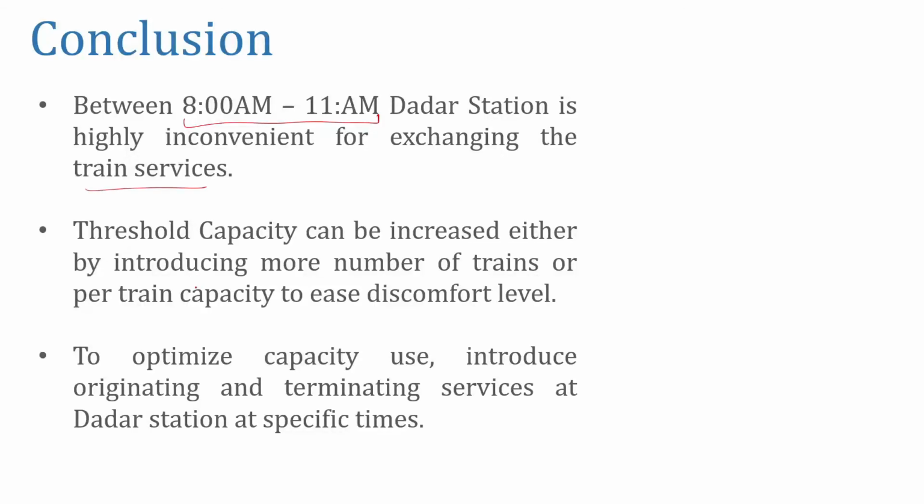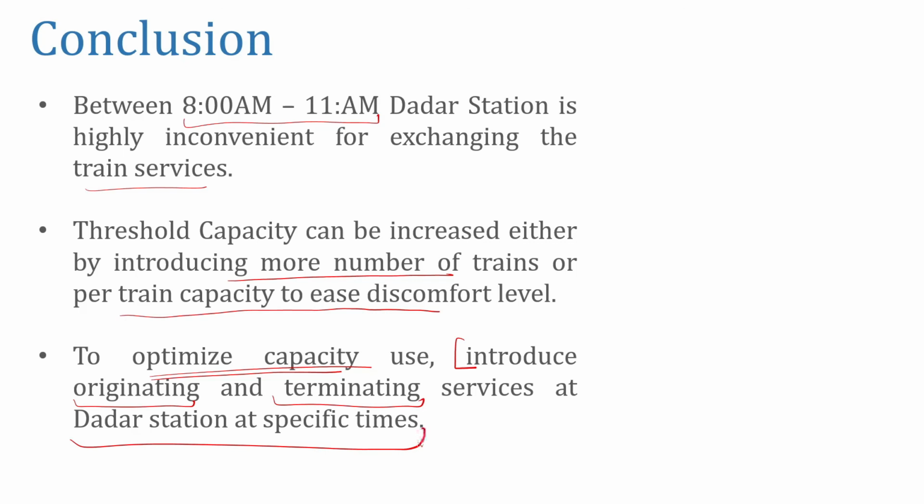The second conclusion is about the threshold capacity. We can increase the threshold capacity either by introducing more trains or by increasing per-train capacity, and to optimize the capacity use. This is very important, because in some cases train capacity is underused, and in some cases train capacity is overused. So we can introduce some new services which originate and terminate at other stations only at specific times, mostly at peak hours.